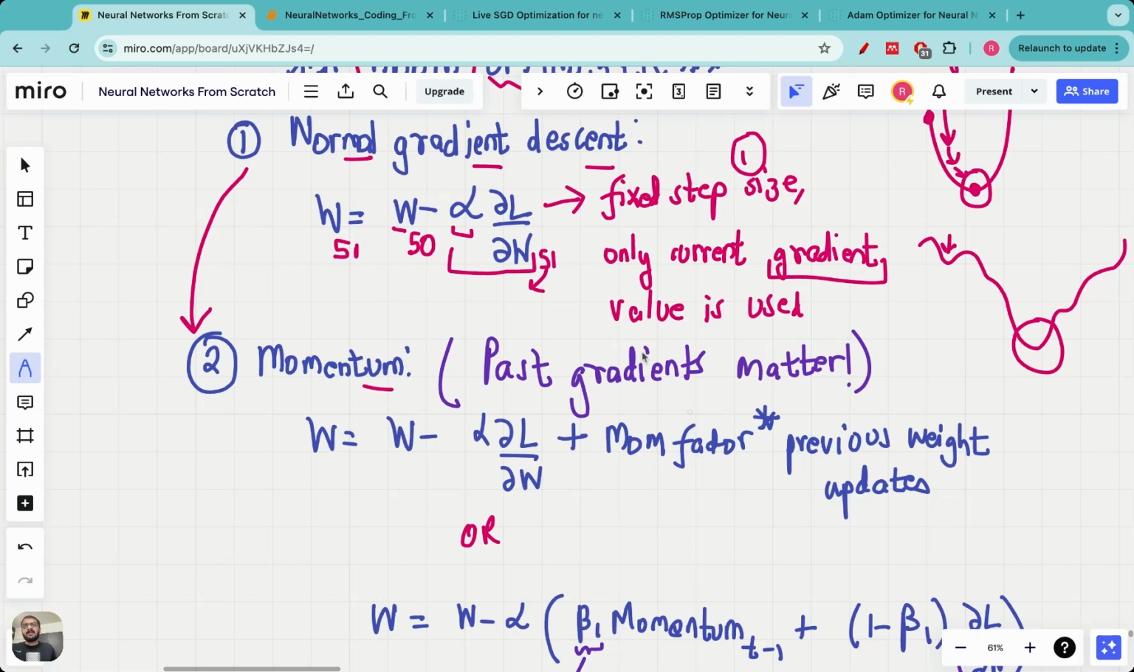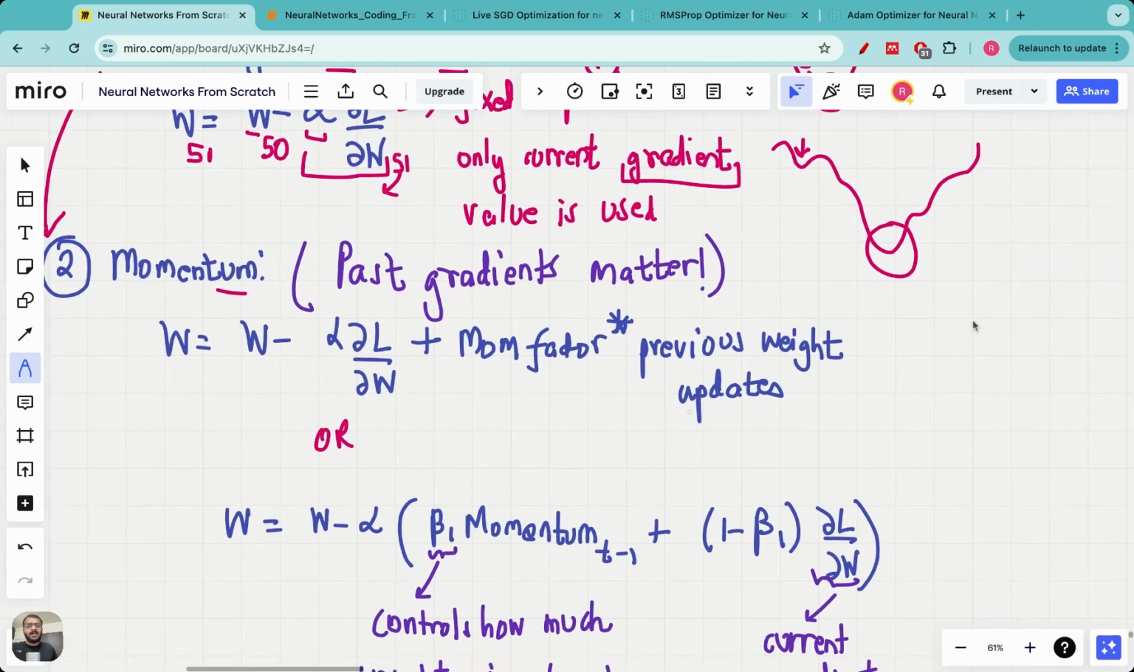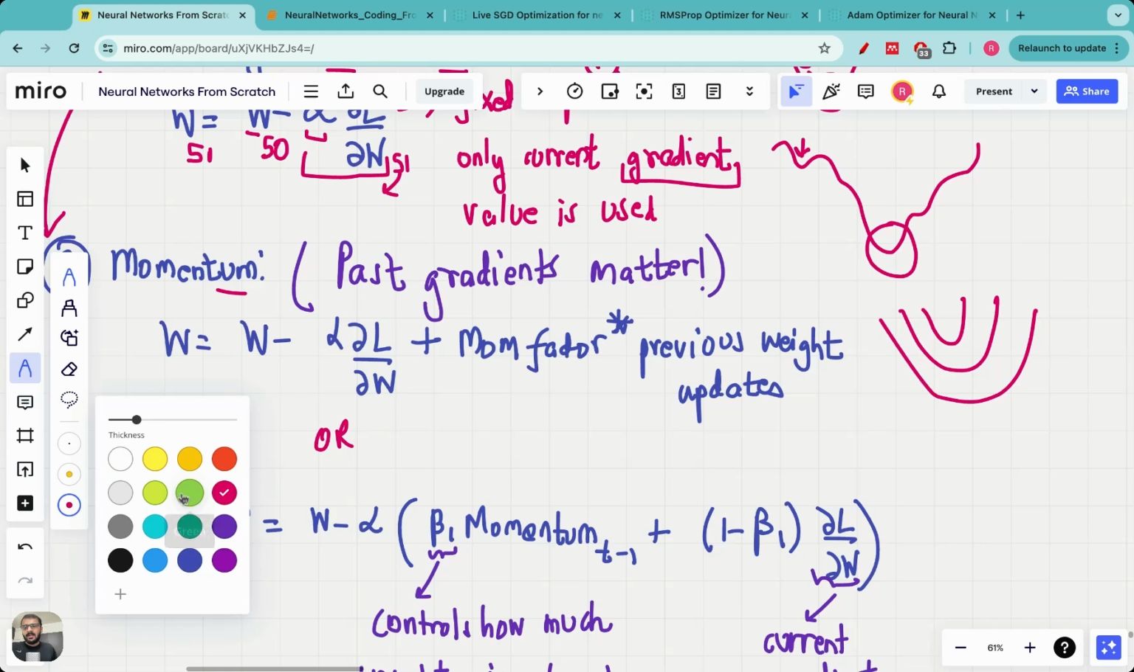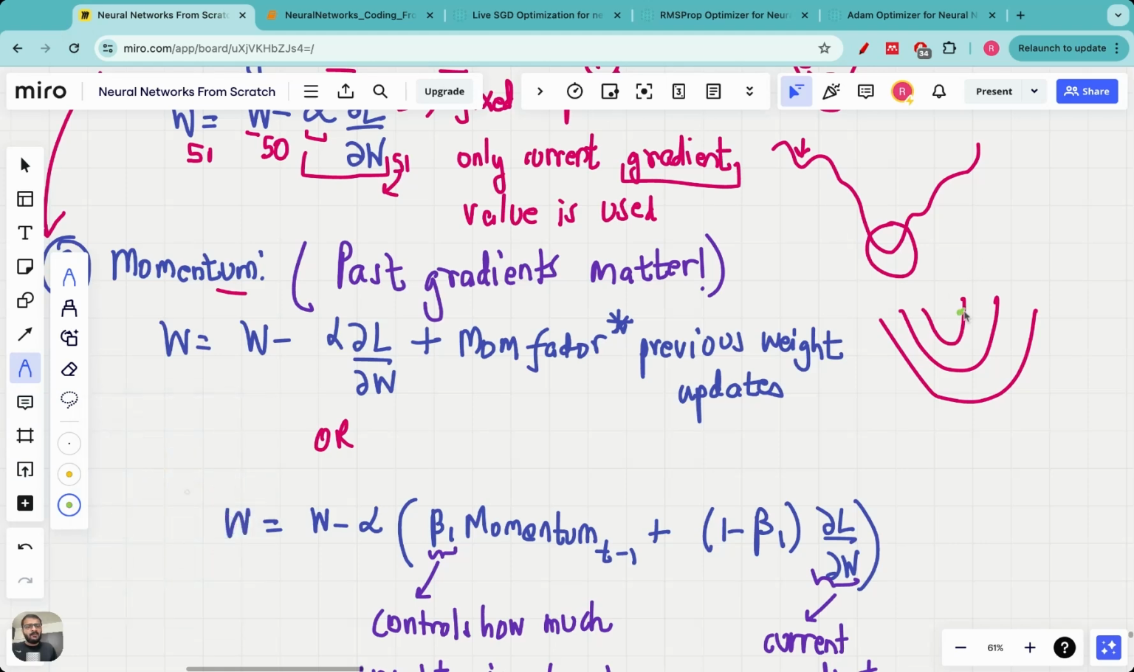What this does is that if you give importance to the past gradients, oscillations reduce and we converge to the minima much faster. So, momentum is used to accelerate gradient descent. One way to think about this is that, let's say the loss function landscape is something like this, and we start from here, and we want to reach the local minima, which let's say is here.